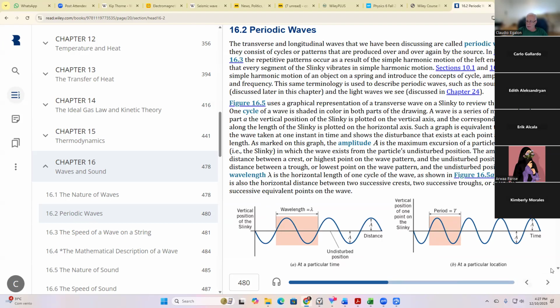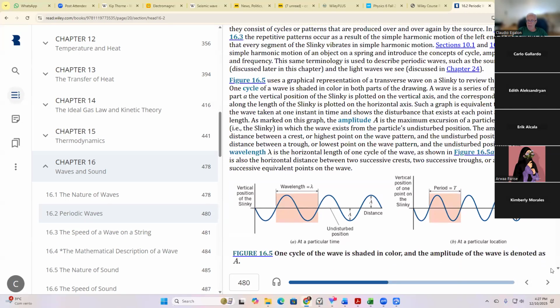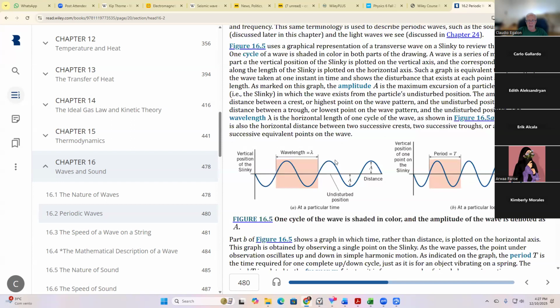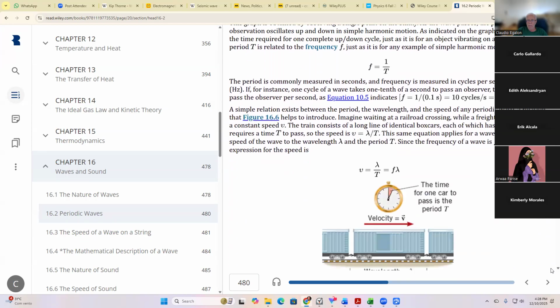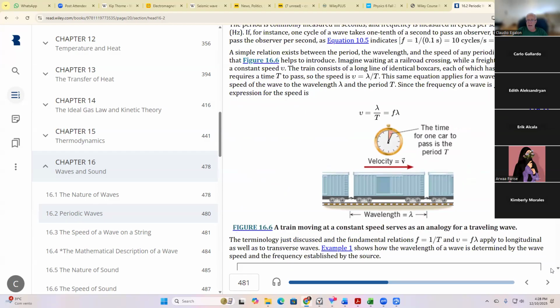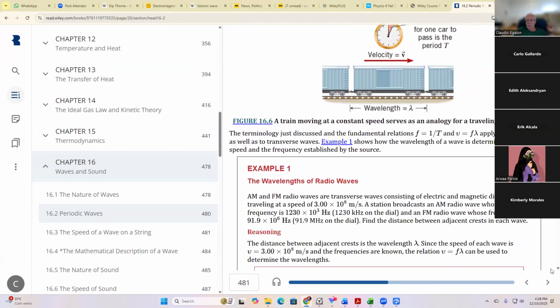It would be the wavelength if you're plotting the y-axis along the x-axis, but it would be the period if you're plotting the y-axis versus time. In either case, it's going to be a sine function for a given x, here for a given instant of time, and here for a given x position at a particular location at a particular instant of time. Here we have a train that behaves like a wave, the analogy for a traveling wave. This train is like a square wave. This is an interesting example.